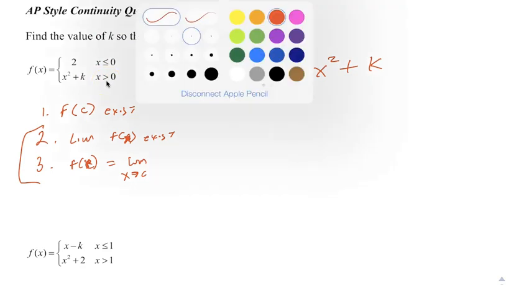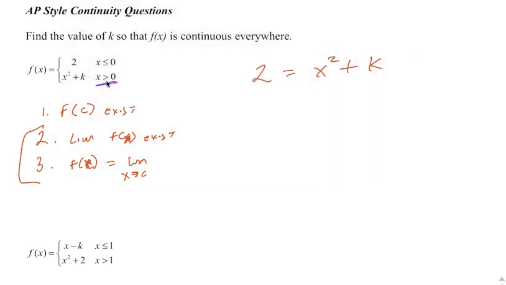So what we do next is we're going to plug in our 0 for x. Right, so we're going to set them equal so the limit matches, and then we're going to sub in 0 for x so that we can make sure that these two values equal each other, so we can get the final part to work. So here's my equation. Now I have to set 2 equals, sub in 0, so 2 equals k.